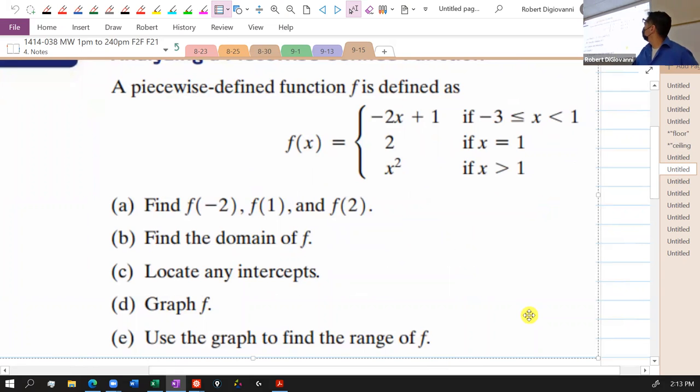How about you do this? Find f of negative 2, f of 1, f of 2. Find the domain, locate any intercepts, graph it, and then find the range. I would start with the graph, personally, because the graph really helps you understand everything.